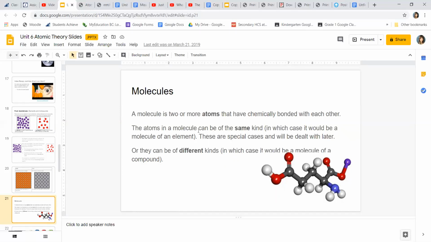So they can be of the same kind, in which case it would be a molecule of an element, though there are some special cases of that. But then they can also be of different kinds, and so that'd be the compound, keeping in mind things like H2O. So molecules can be elements and molecules can be compounds. Think about that. It comes down to the atoms that are composing it. So the atoms can be either all exactly the same, which means it's an element, or they can be all different, which means it is a compound, or not all different. You know what I mean? They're in groupings, but there's at least two different kinds.